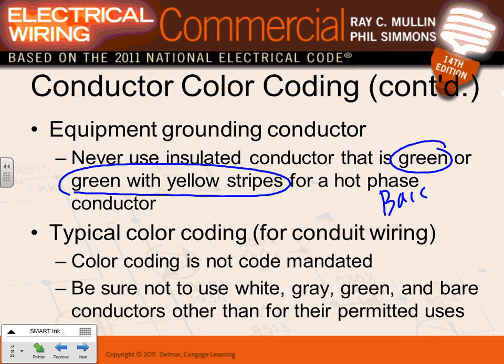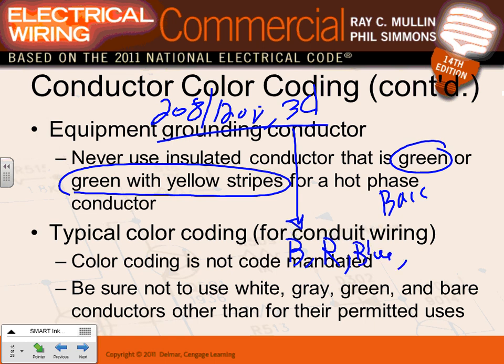Recap. We have a 208/120 volt, 3-phase system. That's the system that you guys are dealing with. For a system like this, what are we going to have? We're going to have a black, red, and blue, and white, and green. This is a 3-phase system. You're going to have a black conductor, a red conductor, a blue conductor, and a white conductor plus the green. These are your 5 conductors for a 3-phase system. Can I have a thumbs up, Chad? We fully understand that one?